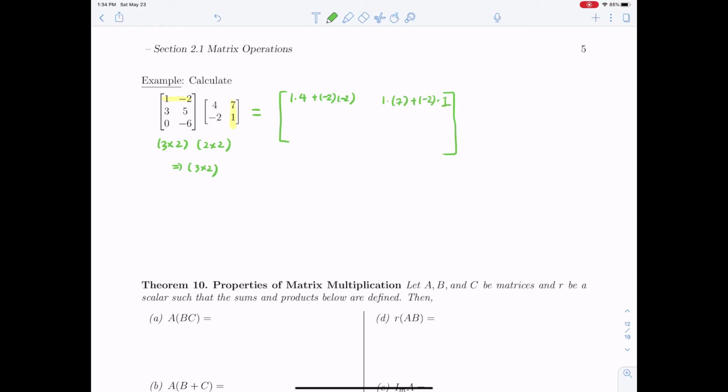By the same argument, we get 3 times 4 plus 5 times -2. And for this one, we got 3 times 7 plus 5 times 1. And for the last row, we have 0 times 4 plus -6 times -2, and finally 0 times 7 plus -6 times 1. If you calculate all the entries, we get 8, 5, 2, 26, 12, and 6. So the pro of this calculation is that it looks shorter than working with the column vectors.